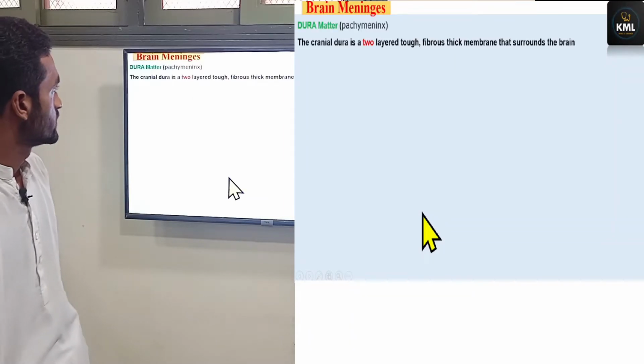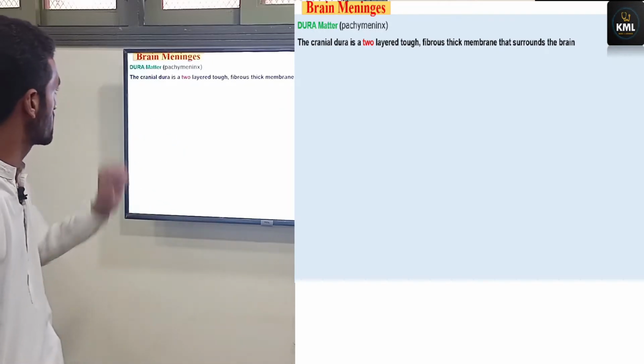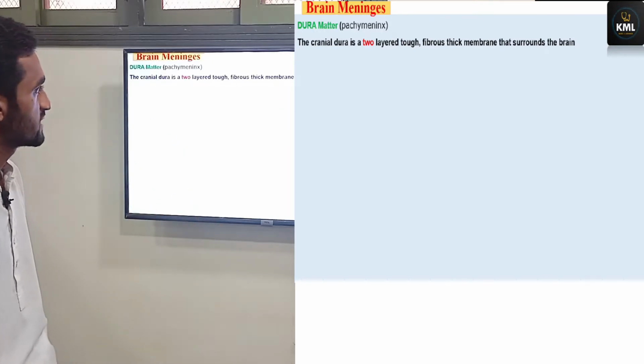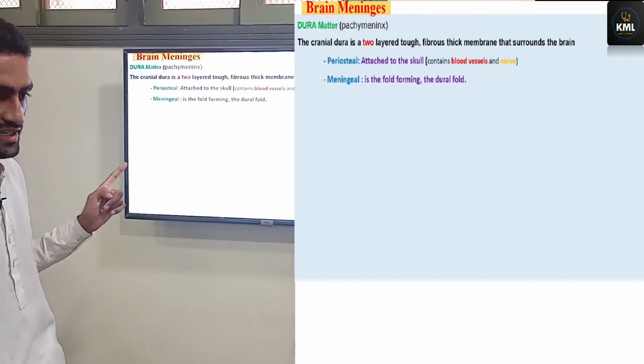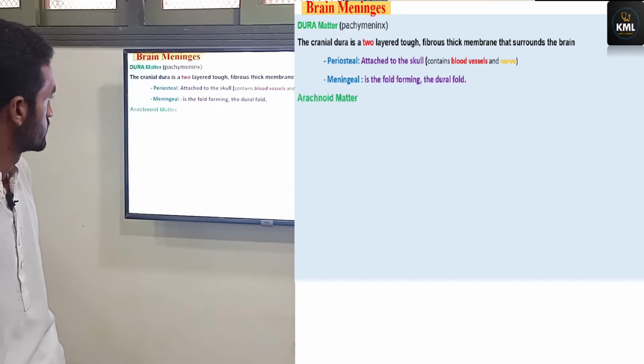So dura, and the other name for dura mater is the pachymeninx. Because it is a tough layer, pachymeninx relates to membrane. So it is a tough layer, because you already know the periosteal layer is attached to the skull. So the meningeal layer is fold forming, the dural fold, you know better.